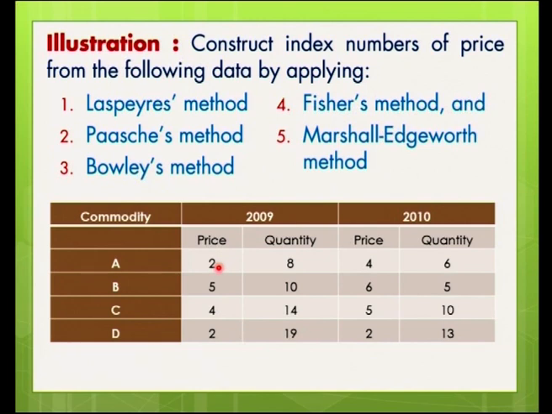For the base year 2009, price values are 2, 5, 4, 2 and similarly quantity values are given. Similarly, price values for the year 2010 are given as 4, 6, 5, 2 and quantity values for the year 2010 are 6, 5, 10, 13. These values are given. Now we will go ahead in finding the index numbers by the five methods mentioned here.